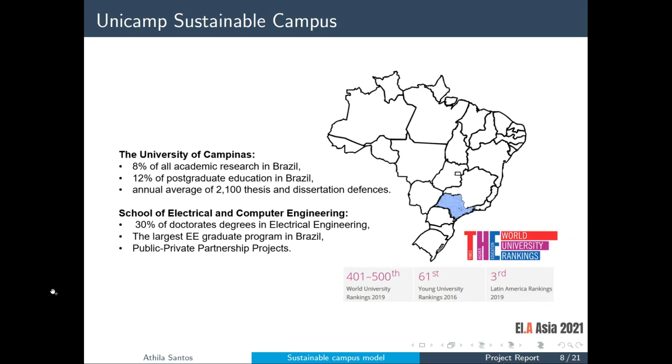So 8% of the academic research is done only in this university. So it's quite a profitable knowledge university here. And we have quite a high percentage of postgraduates, so after the bachelor, quite some investment in researchers in this university, with more than 2,100 theses and dissertations advanced here per year.